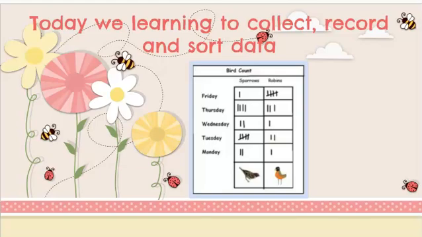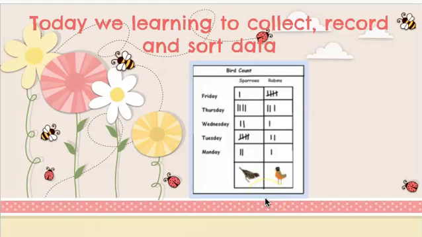Kia ora everybody. Today we are learning to collect, record and sort data. We're going to do this using tally marks and I'm going to show you how we do this. First of all, I have got a tally chart. You can see that it has got two birds at the bottom and it's got some little lines in it.